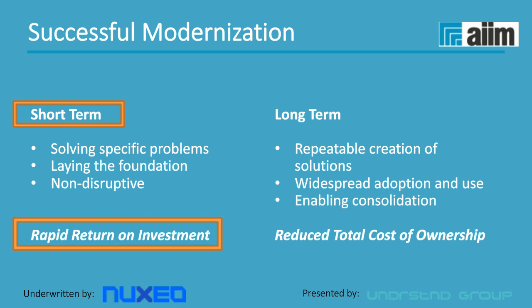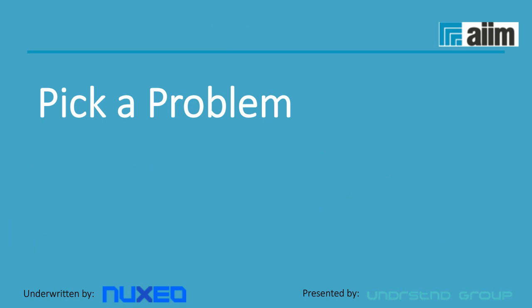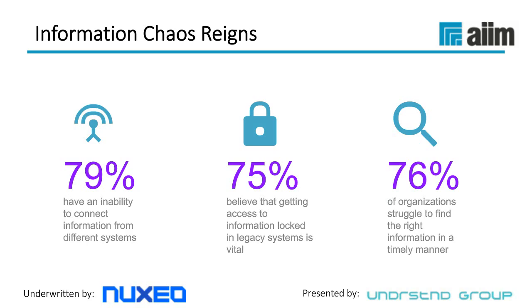Well, the first step is to actually pick an existing business problem to attack with these technologies and with this concept. And within most organizations, unfortunately, there are plenty of potential candidates. The figures that you're seeing on screen at the moment come from some AIIM research from early 2018 that was undertaken with Nuxio and AIIM. And they show some quite startling figures. They show that 79% of organizations can't connect information together from different systems. Does that sound familiar?